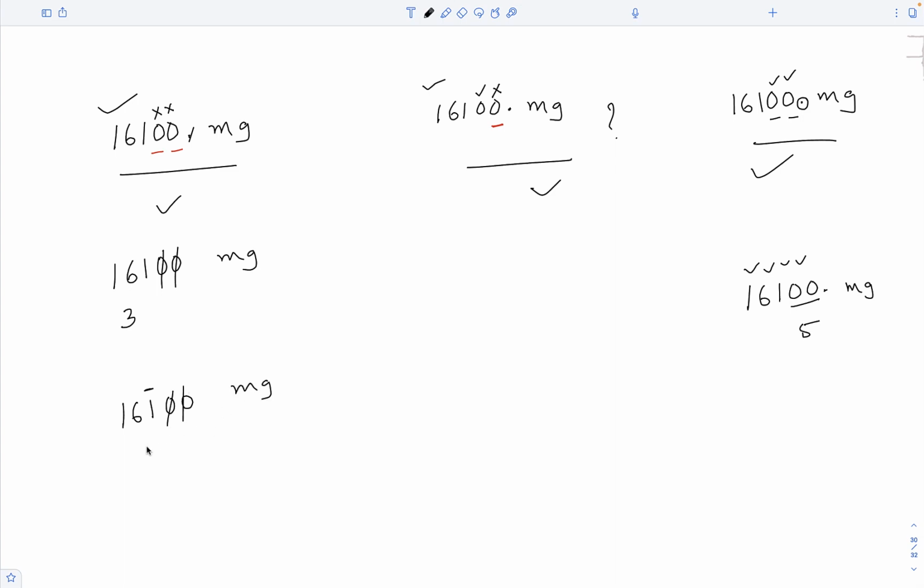So here there are 3 significant figures, and in this case we can write it as 1610 bar 0 milligrams. And because this is the last significant digit, anything after that is not significant. So there are 4 significant digits here, and this measurement can be written as 16100 with a bar on this last 0. So there are 5 significant figures in this measurement.